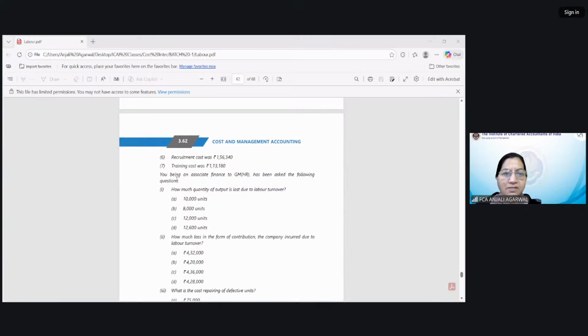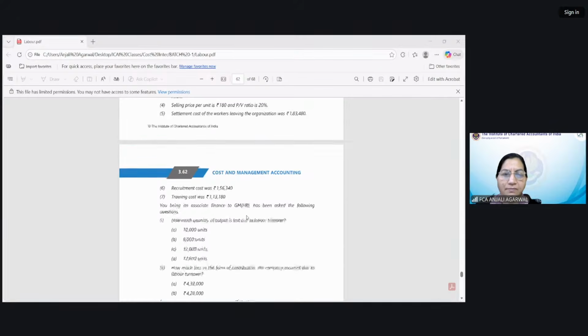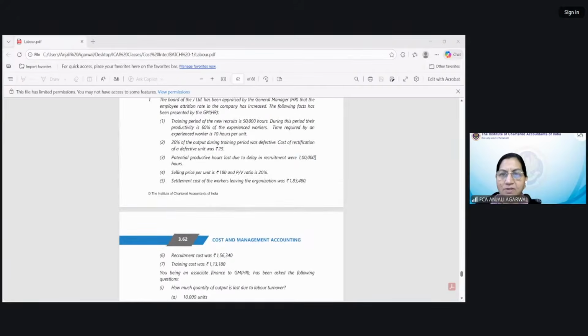So based on this, there are some questions here. You being an associate finance to general manager HR, you're asked the following questions. How many quantity of output is lost due to labor turnover? Can you give me the answer to that? Total. 100,000 lost here. Hours, which means 10,000 units, and 40% of 50,000. 20,000 hours lost here, that means 2,000 units. So 12,000 is the right answer. Good.